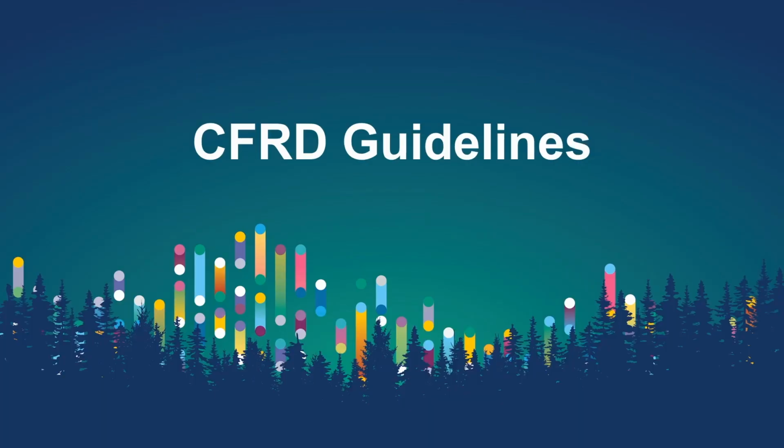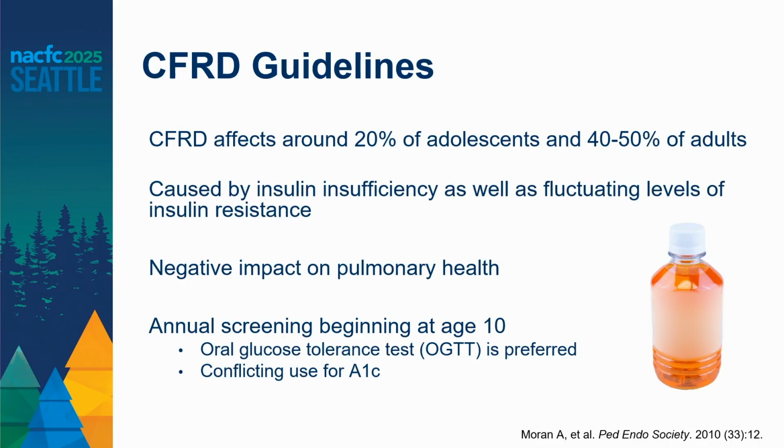So, CFRD guidelines. CFRD, cystic fibrosis related diabetes, affects around 20% of adolescents and about 40 to 50% of adults. It's caused by insulin insufficiency as well as fluctuating levels of insulin resistance. As we know, historically this can cause a negative impact on pulmonary health.